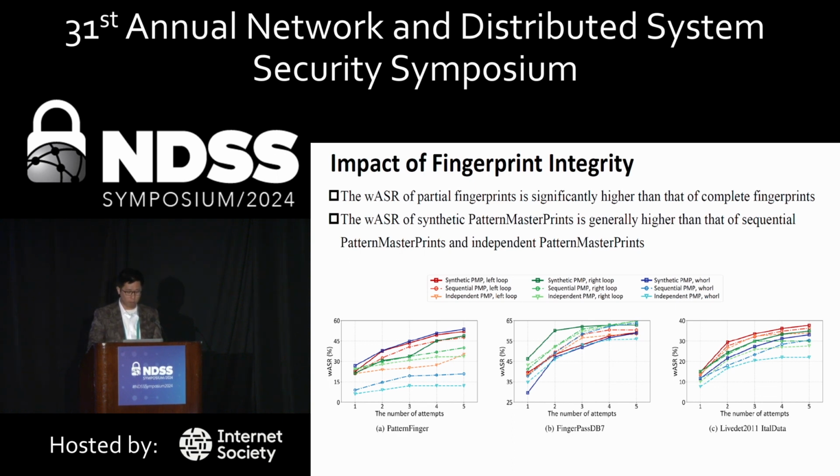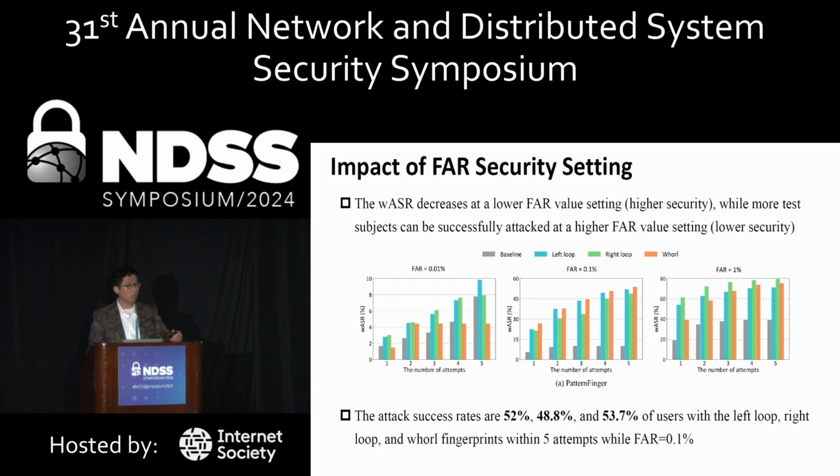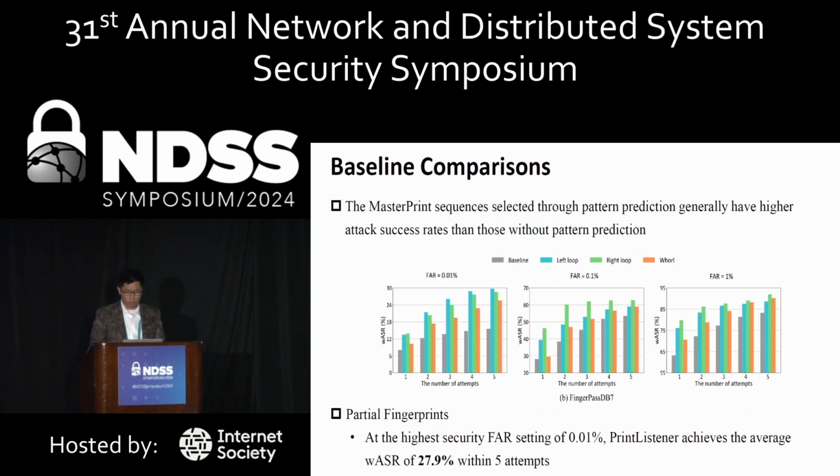Lastly is about the security setting. We test with different settings, and we find the ASR decreased at low FAR values, while more test subjects are successfully attacked at high FAR value settings. For baseline comparison, we test among our collected dataset and also the public baseline dataset, and all exhibit some high attack rate.